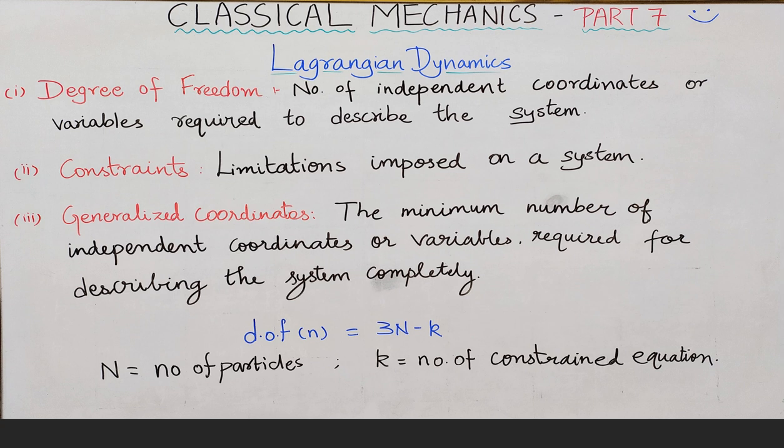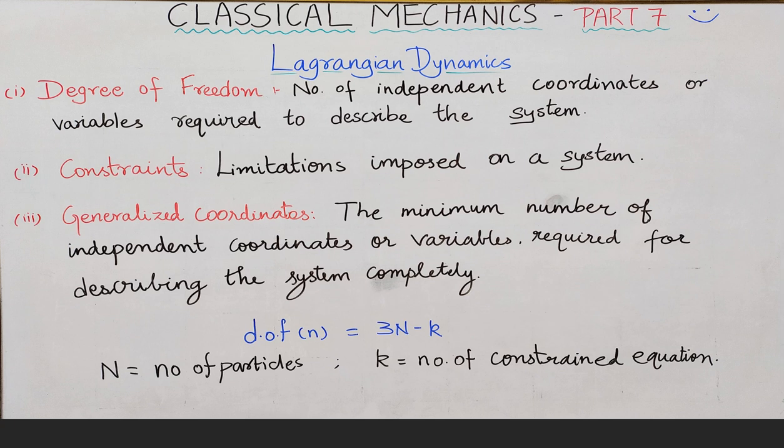And third one is the generalized coordinate. So generalized coordinate is also the coordinate required to describe the system, but these generalized coordinates are the minimum number of the independent coordinates required to describe the system. So degrees of freedom is the total number of coordinates required to describe the system, whereas generalized coordinates are those in which if you have only two coordinates you can describe, okay, this system is a simple pendulum or this system is Atwood's machine, those are generalized coordinates.